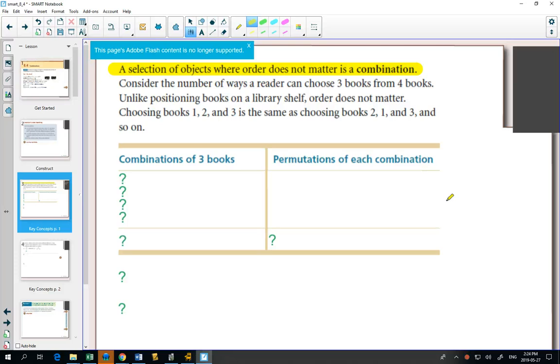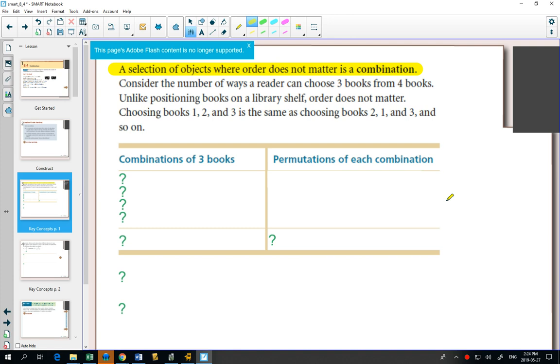And this is part 2 of this unit where we get introduced to combinations. Now, permutations are when you rearrange things and the order matters. A combination is how many ways you can rearrange something and the order doesn't matter.